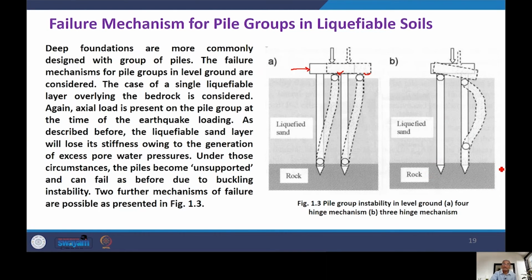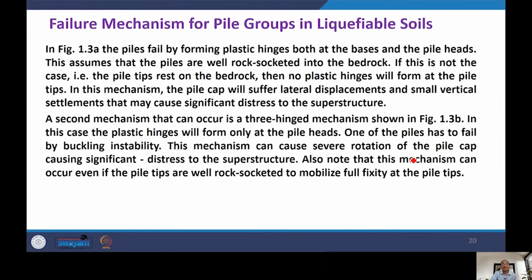In the second case, a second mechanism that can occur is a 3-hinge mechanism shown in figure 1.3b. In this case, the plastic hinges will form only at the pile heads. One of the piles has to fail by buckling instability, and this mechanism can cause severe rotation of the pile cap, causing significant distress to the superstructure. Also, it should be noted that this mechanism can occur even if the pile tips are well socketed to mobilize full fixity at the pile tips. So this is the case here.